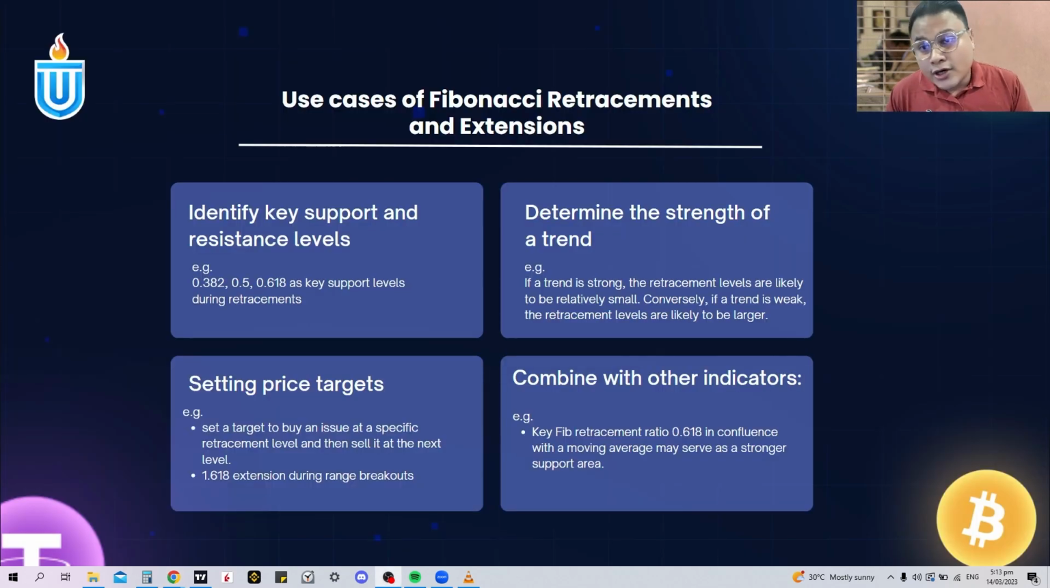Yun. So, yun yung 4 main use cases, no? For using Fibonacci retracements and extensions. Basically, to identify it as a key support and resistance level. Pangalawa, to determine the strength of a trend.